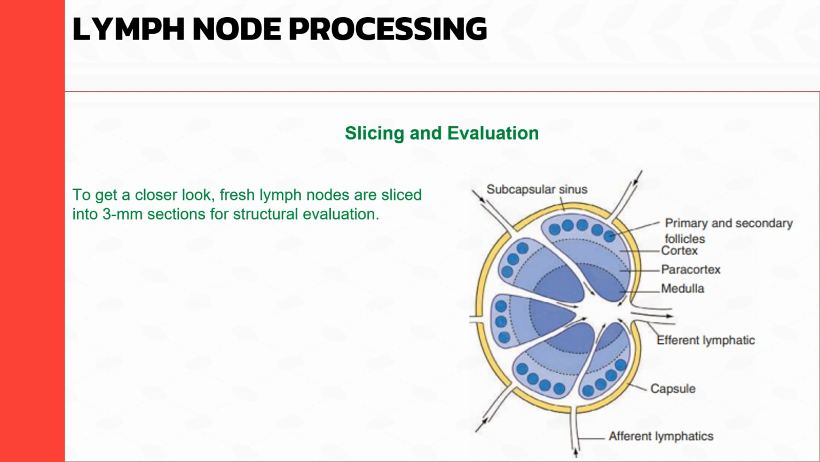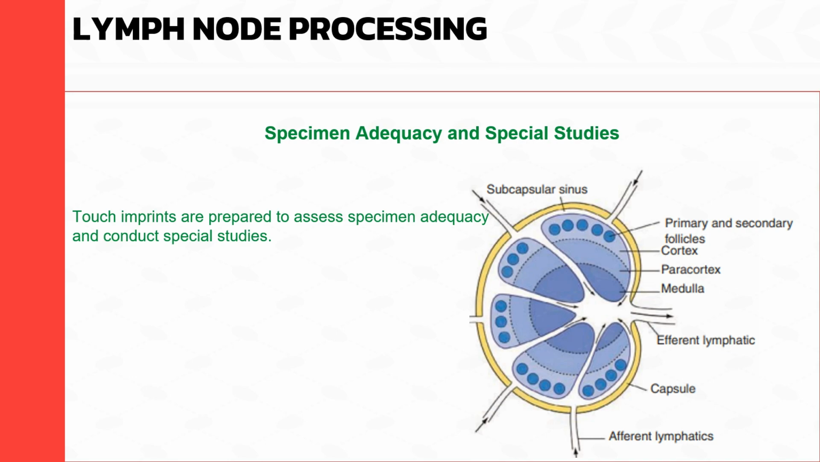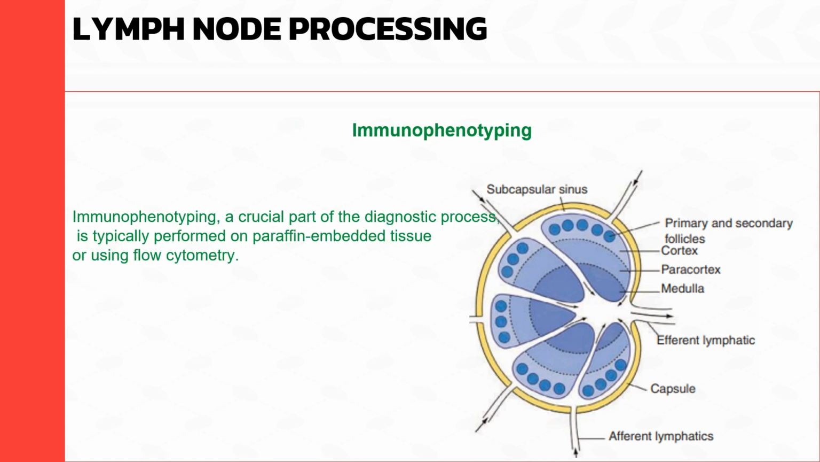To get a closer look, fresh lymph nodes are sliced into 3 mm sections for structural evaluation. In cases where granulomas or suppuration are present, a portion of the tissue is sent for cultures. Touch imprints are prepared to assess specimen adequacy and conduct special studies. These imprints are either fixed or air-dried for staining.